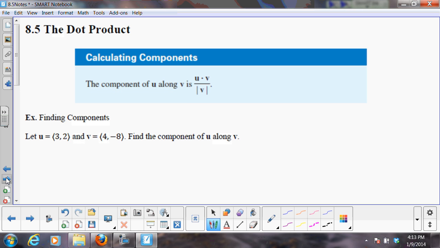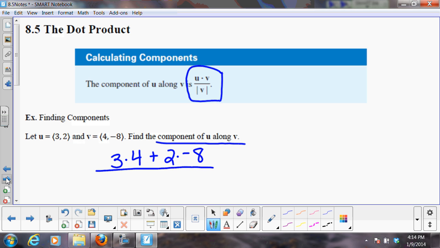Calculating components. It's this piece. These questions will specifically say, find the component of u along v. If it says that, you use that formula. So we're going to do the dot product on top: 3 times 4 plus 2 times negative 8. And then do the magnitude of just v on the bottom.